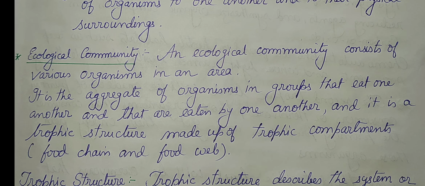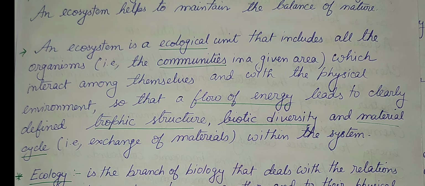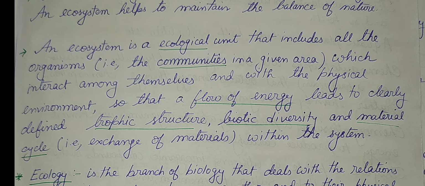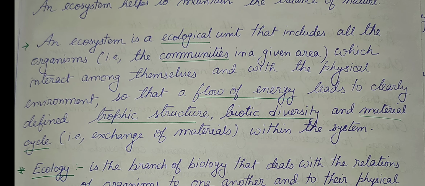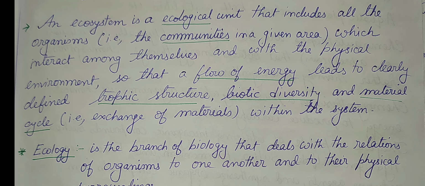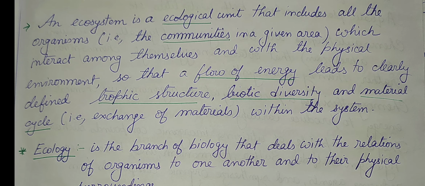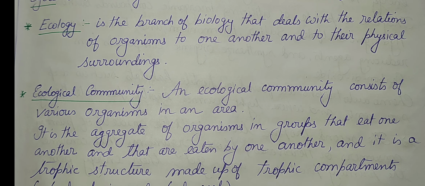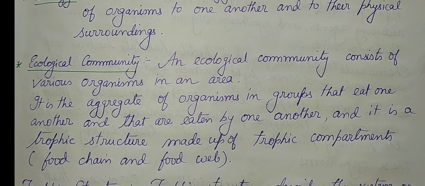So I will try to define them in a broad way. Ecosystem is an ecological unit where all the organisms are interacting among one another and also with the physical environment, and it includes all the organisms, the communities in a given area, which interact among themselves with the physical environment, right?